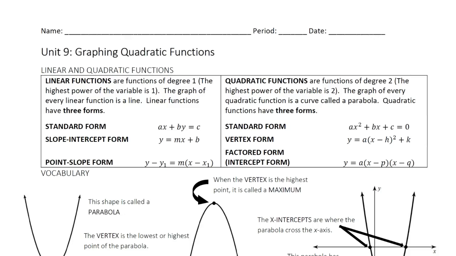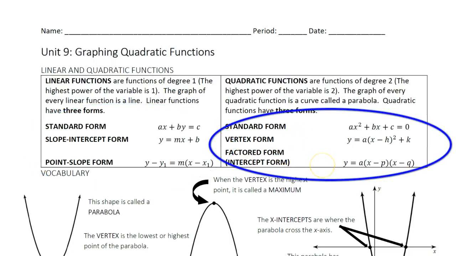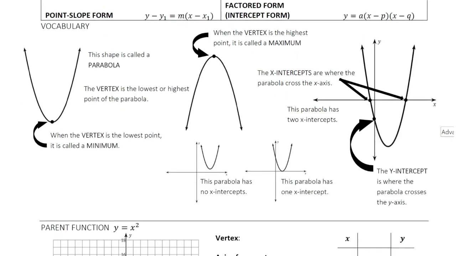Graphing quadratic functions. In a linear function, the highest power of the variable is 1. These are linear functions. They graph as a line. The functions on the left are quadratic functions. The highest power is 2. They graph as a curve called a parabola.